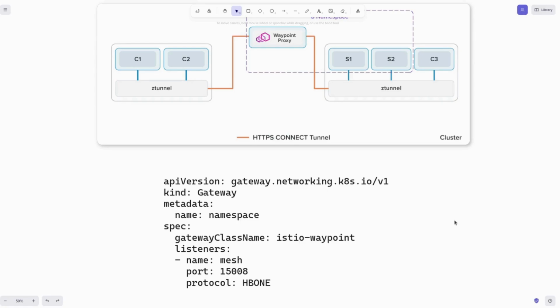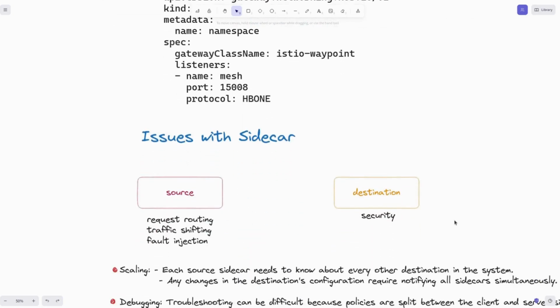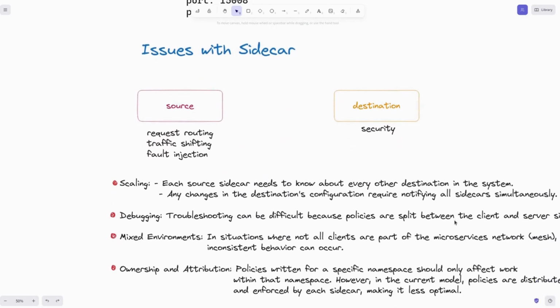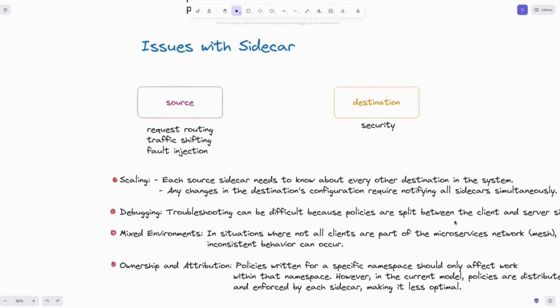But why is it the case in the new and improved Ambient Mesh, they chose to get rid of the sidecar-based approach? So there are some issues with the sidecar. There are two things: one is the source and the destination. Whether your source deployment is talking to the destination deployment, there are a few routing rules or other rules that need to be applied. In the sidecar-based approach, the request routing, traffic shifting, and all those kind of rules were applied at the source end, and the security and other rules were applied at the destination end.